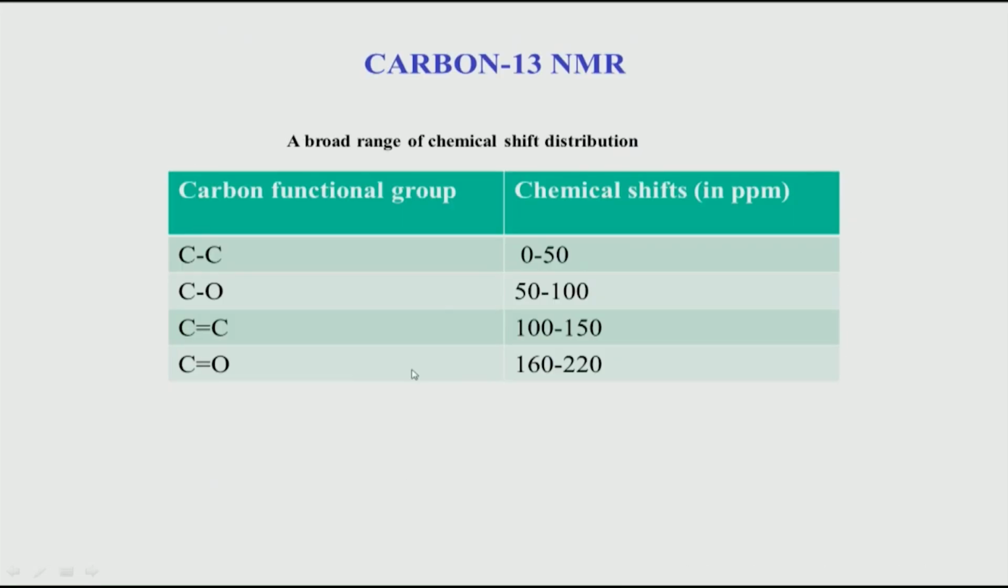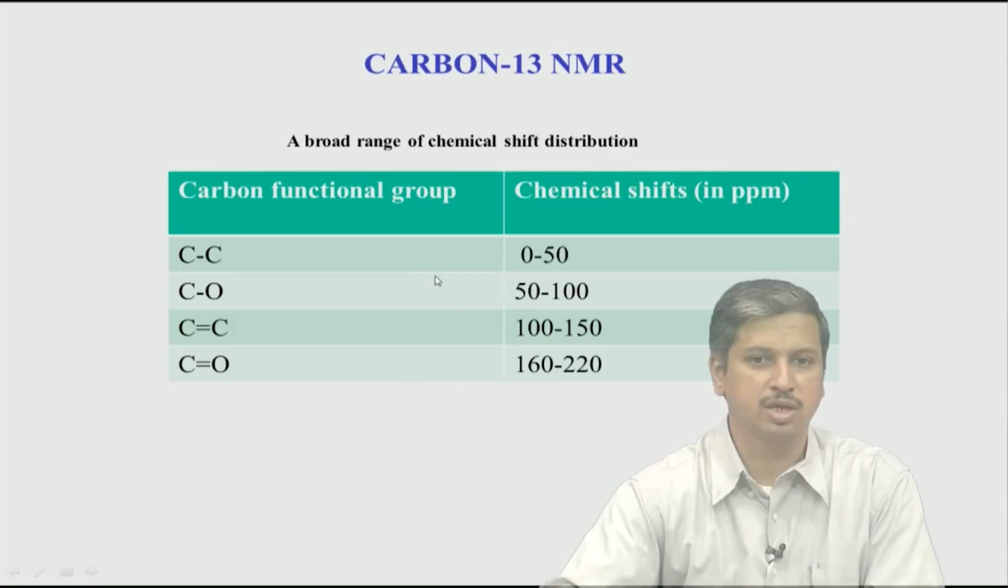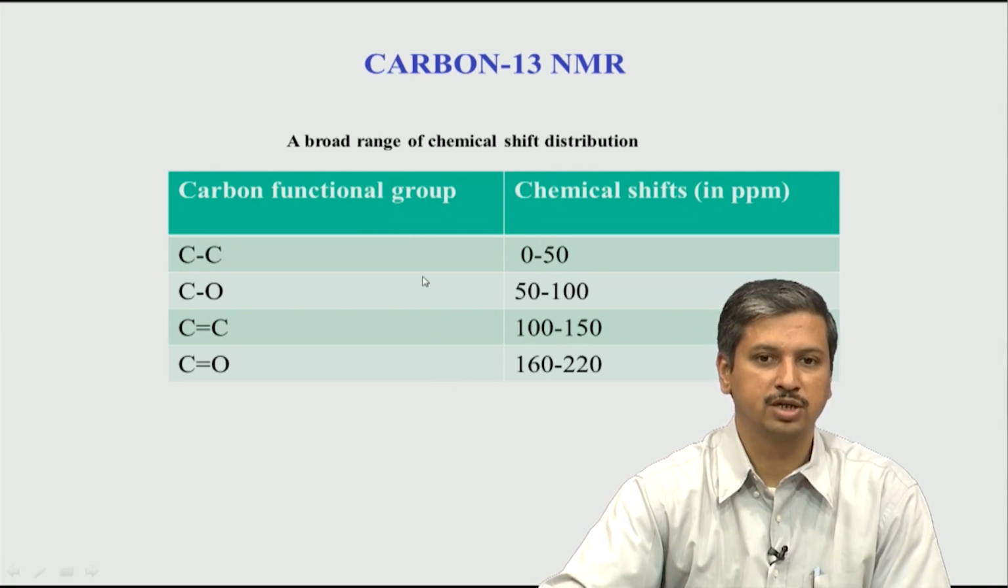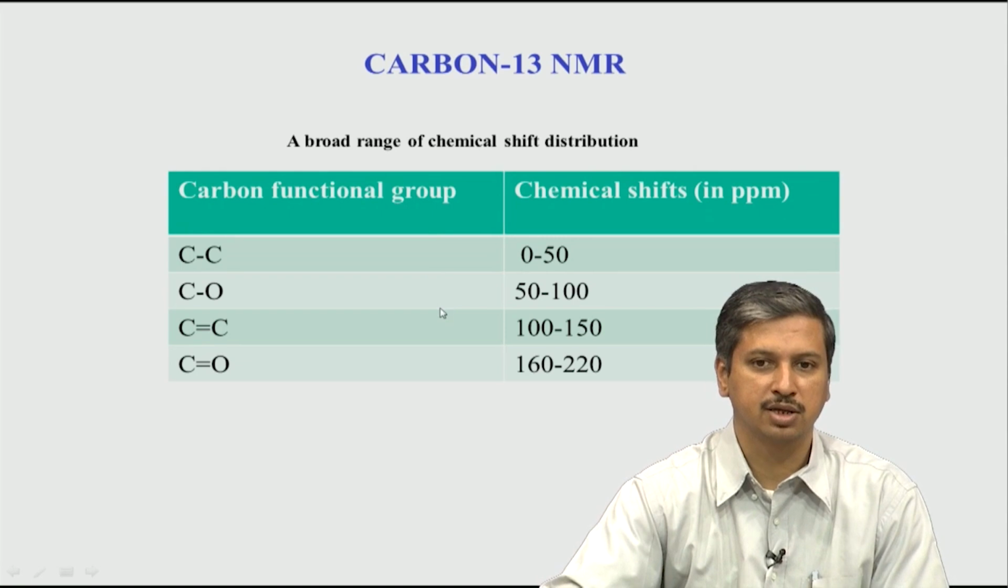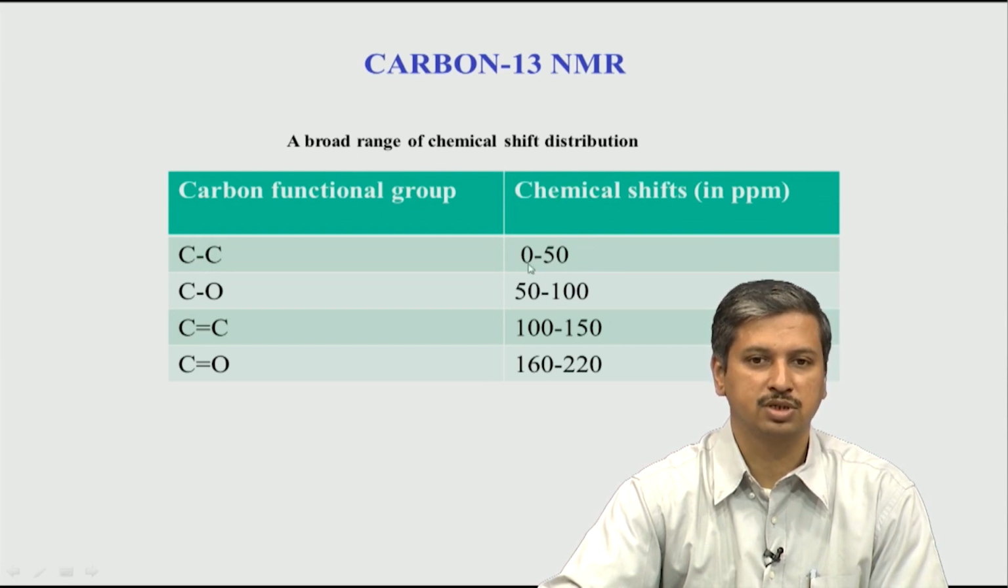So, now let us look at these broad ranges. Instead of thinking of a full range from 0 to 220, you can divide it, as I said, into 4 categories. C single bond C is 0 to 50, that is aliphatic carbons. C single bond O is 50 to 100. Then C double bond C, which includes ethylene as well as aromatic groups, is always in this range, and finally all the carbonyls are in this range. So, there is a broad classification of the chemical shifts, and this is very useful.